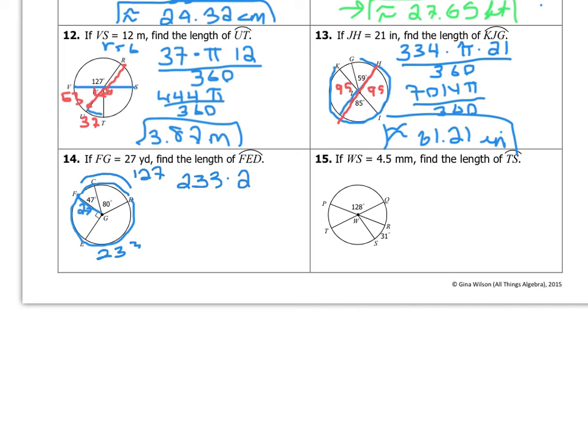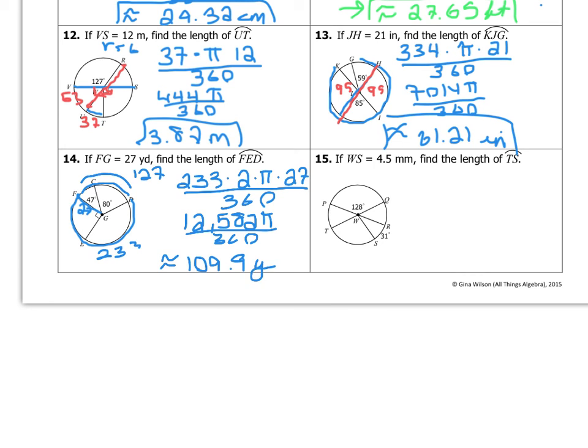So it's 233. So 233 times 2 times pi times my radius all over 360. So I get 12,582 pi all over 360. And then my approximation, when I put it in the calculator, is going to be 109.8 yards.